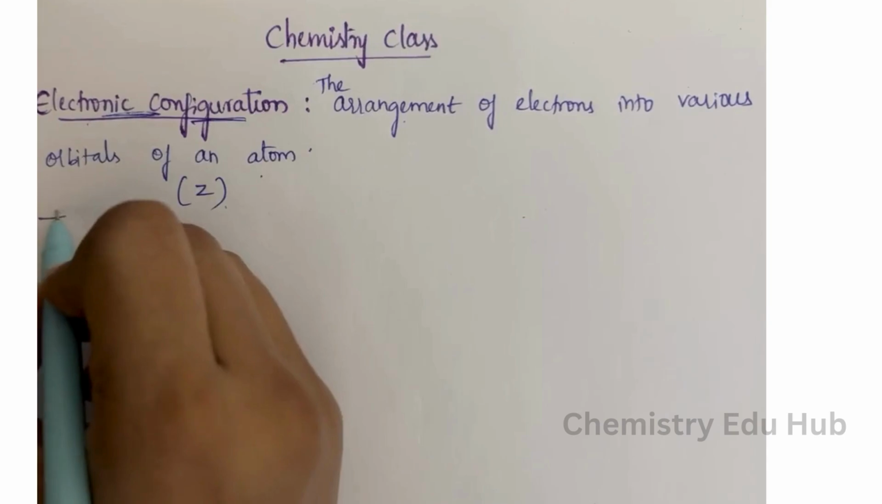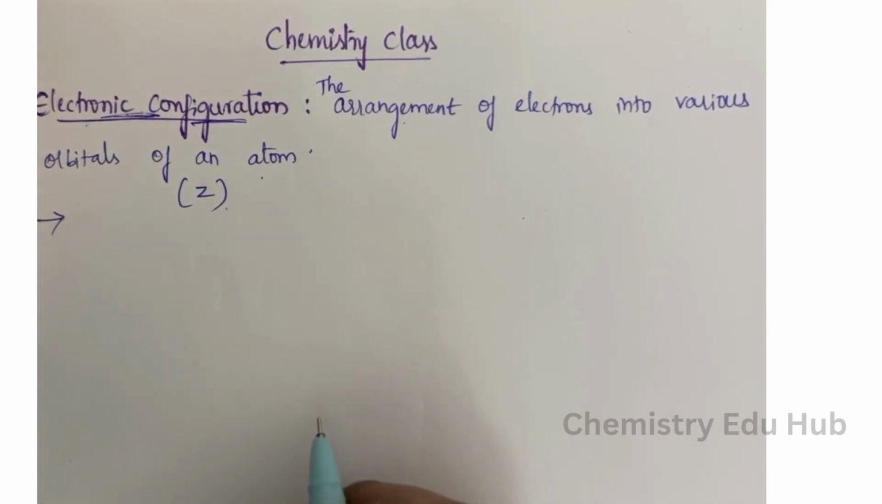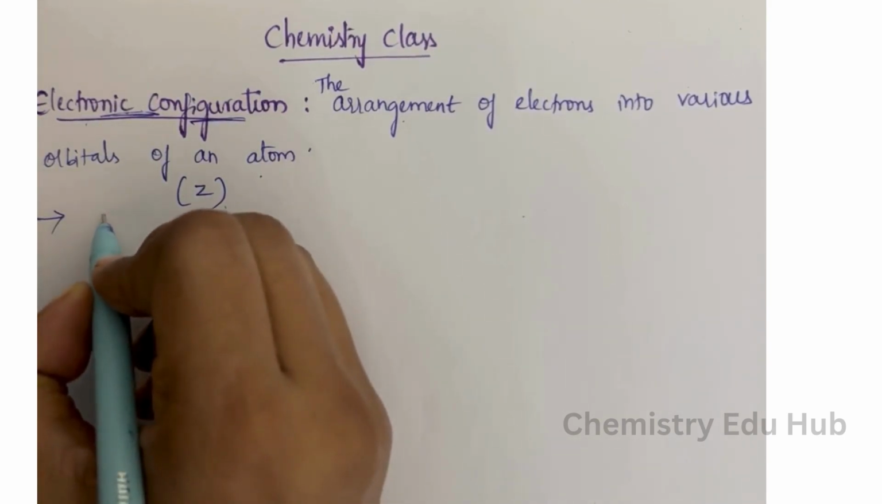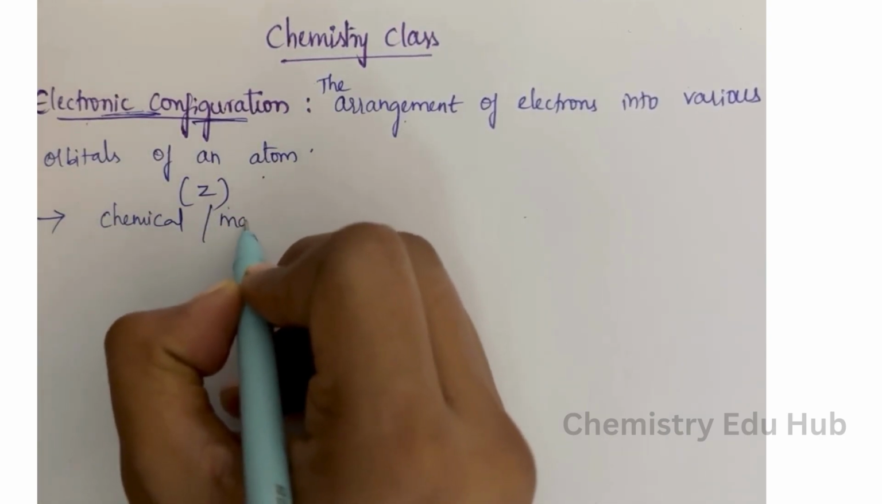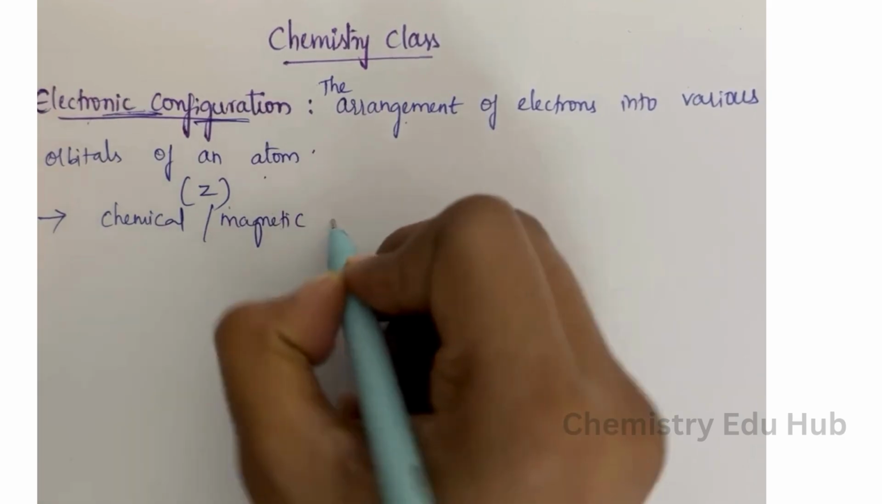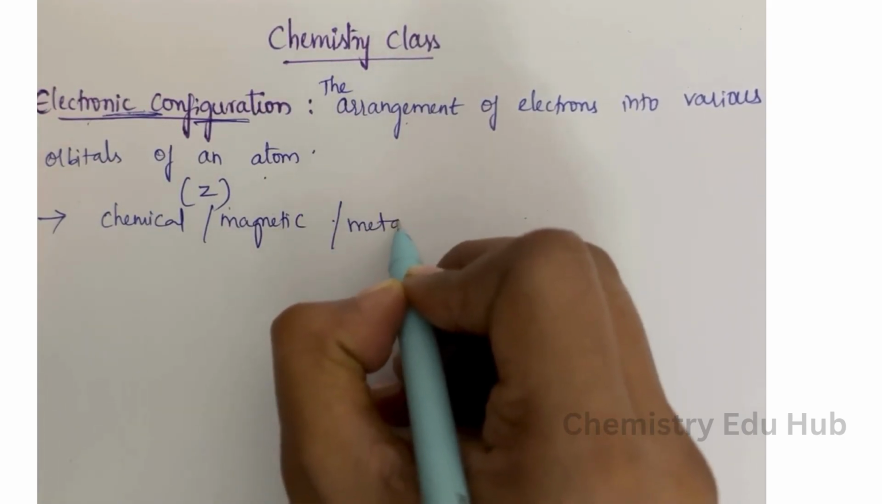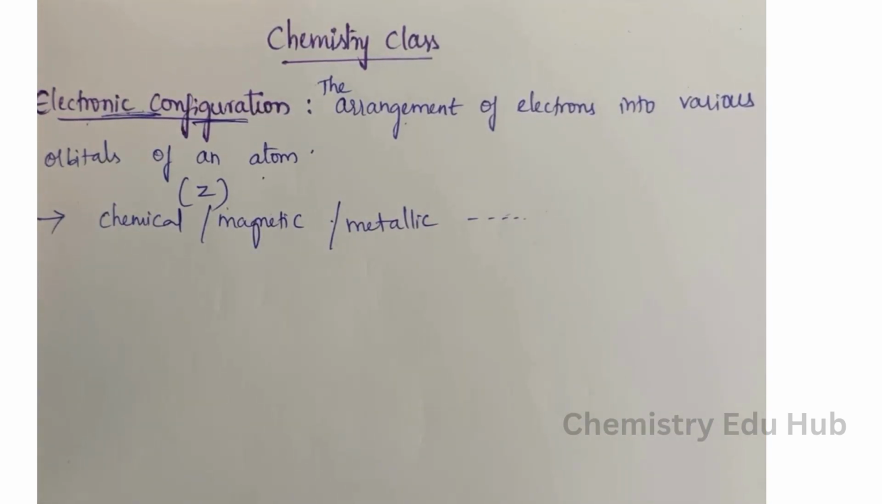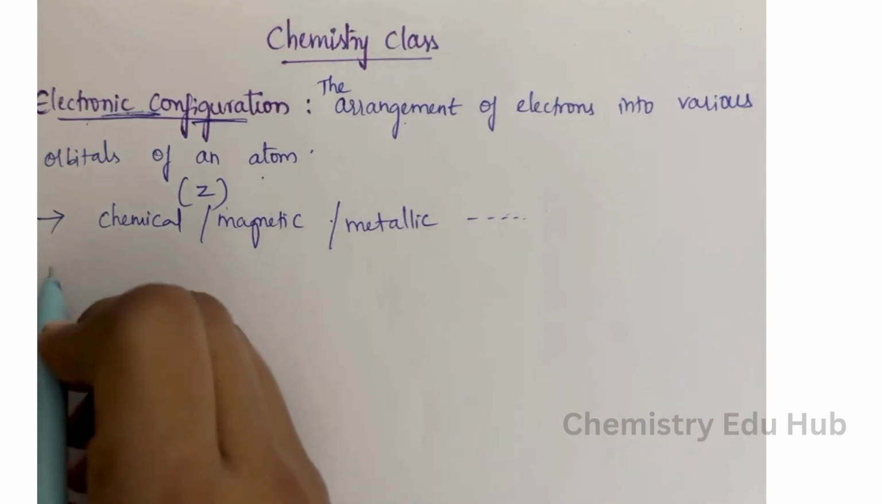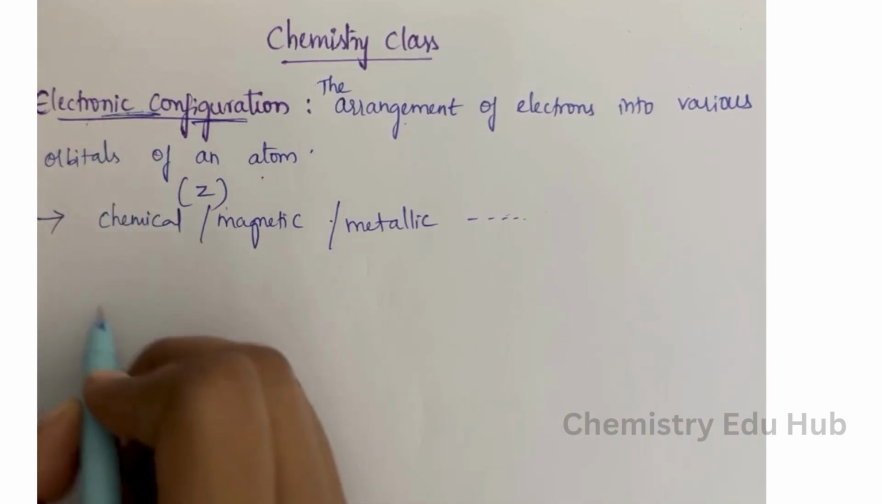Now it is very much important for us to know the electronic configuration of an atom to understand the chemical properties or magnetic properties or the metallic properties like conductivity, etc. So to understand all these properties, we need to know electronic configuration. So there are ways to represent this electronic configuration.